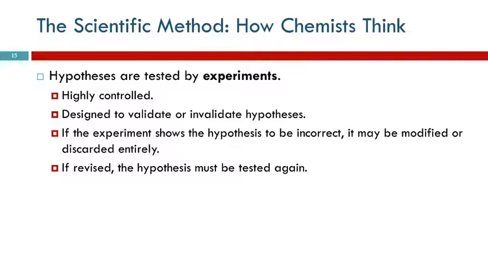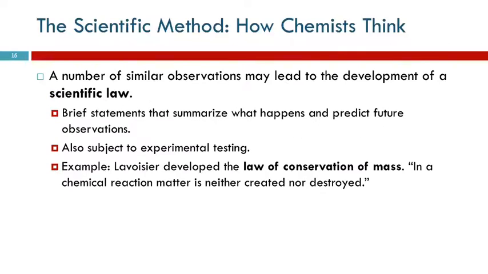Then we test hypotheses with experiments. Experiments have to be very highly controlled because there's lots of different things that could affect the results, and the more that you can control that, the better your experiment is going to be. We design them to validate or invalidate a hypothesis. So if the experiment shows the hypothesis to be incorrect, we either modify the hypothesis or throw it out entirely. If we revise it, then we test it again. And like I showed you on that other slide, we go around and around and around on that.